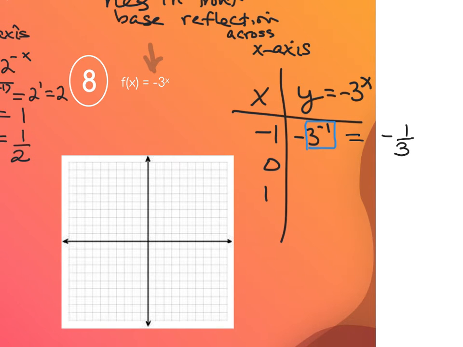Over here, it's got the negative sign, and then it has 3 to the 0. Again, you're going to evaluate 3 to the 0, which gives you 1, but then the negative sign falls in front. Over here, negative 3 to the first. Again, evaluate 3 to the first, you get 3, and then the negative sign goes in front. So now we can graph these ordered pairs.